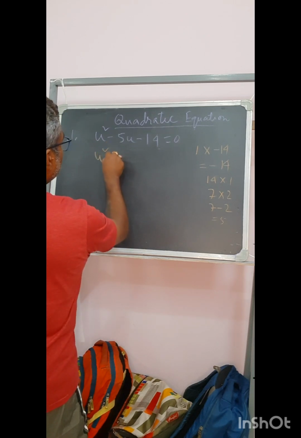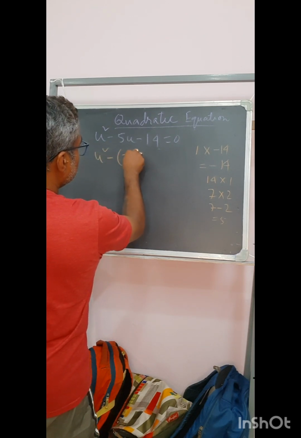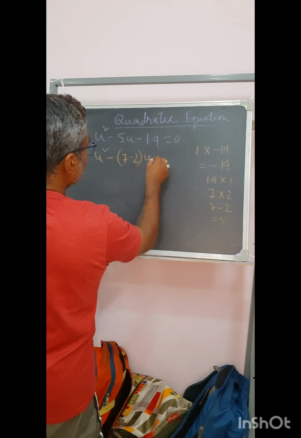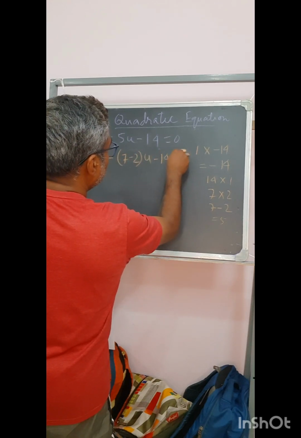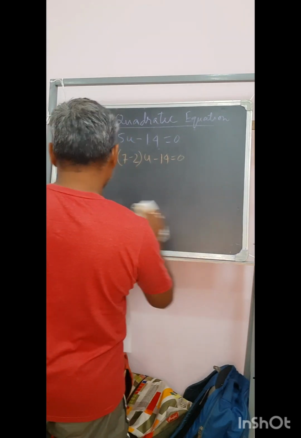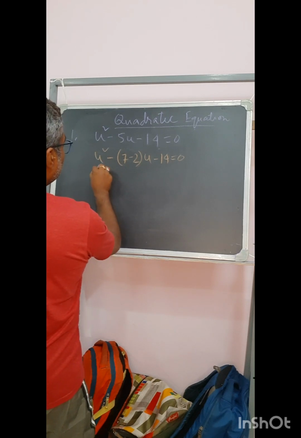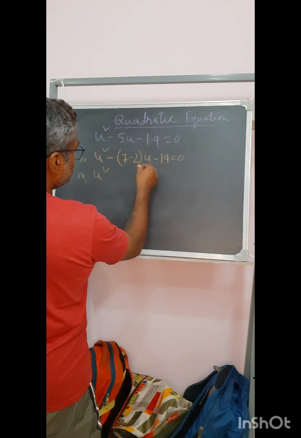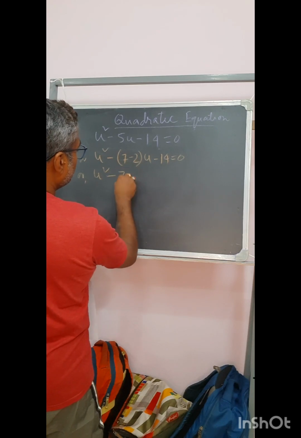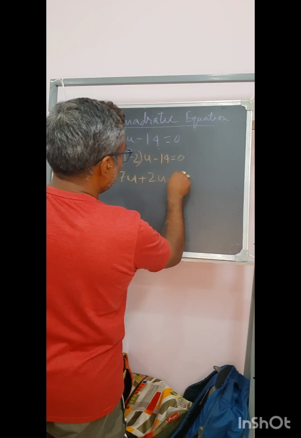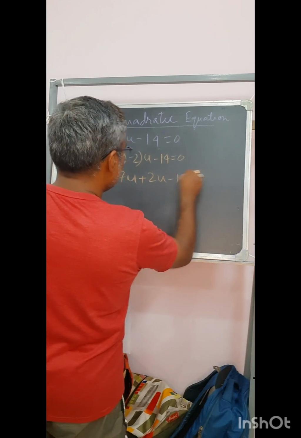So u square minus, this can be written as 7 minus 2 into u. I am just writing this in bracket, and the other thing will remain as it is. So again I am just removing the bracket. What I will get: u square minus 7u plus 2u minus 14 is equal to 0.